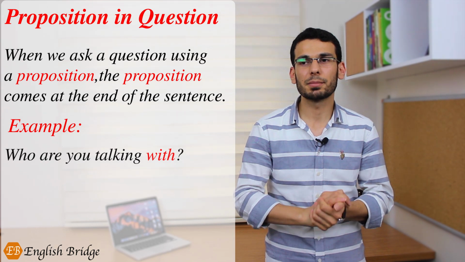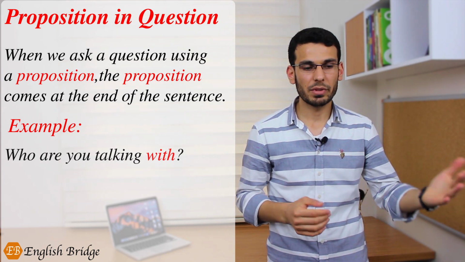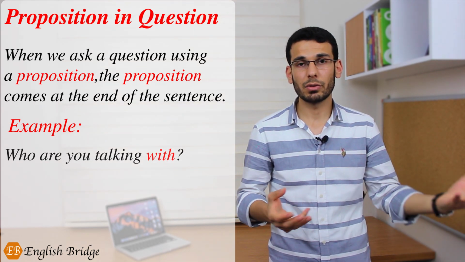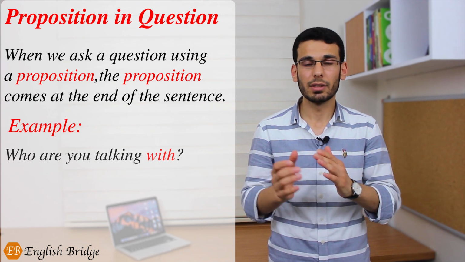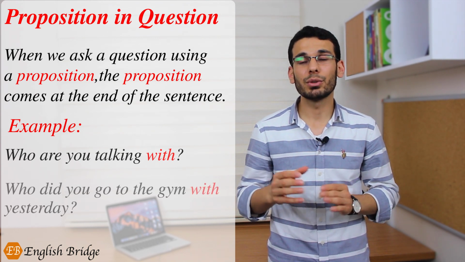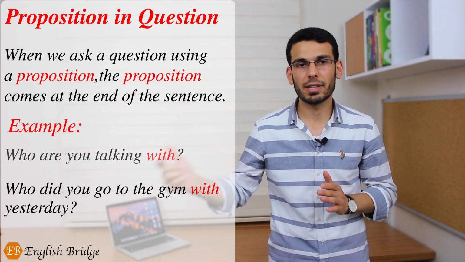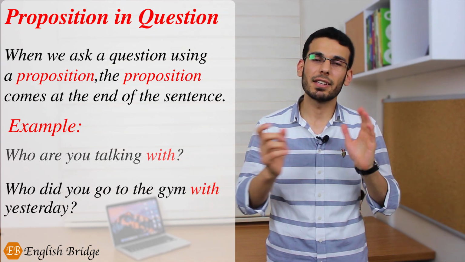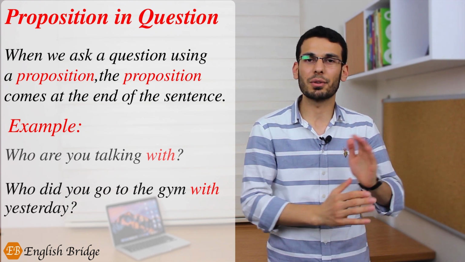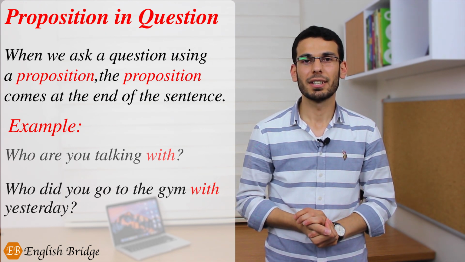Another example: I know that you went yesterday with someone to the gym, but I don't know the person. So I want to ask who with. So the question is, who did you go to the gym yesterday with? Or who did you go to the gym with yesterday? So with again is at the end of the sentence. We don't put it at the beginning of the sentence in questions.